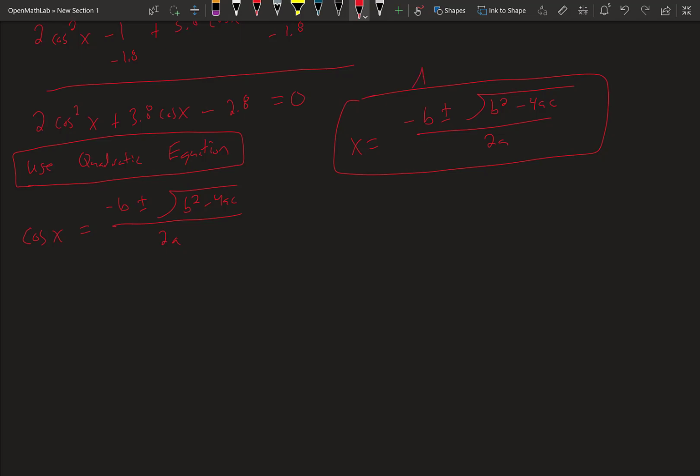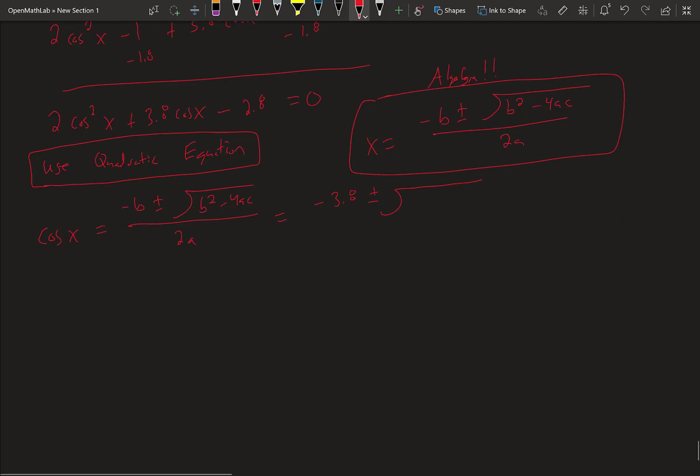So this is like in algebra, but in trig, the quadratic equation works a little differently, right? So my b value is 3.8, so we'd have negative 3.8 plus or minus the square root of 3.8 squared, because this is b. Let me write this. So b is 3.8, a is 2, and c is negative 2.8. Those are the coefficients.